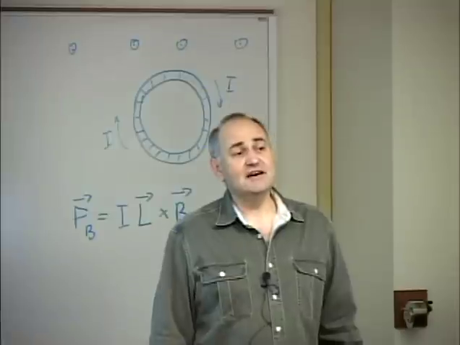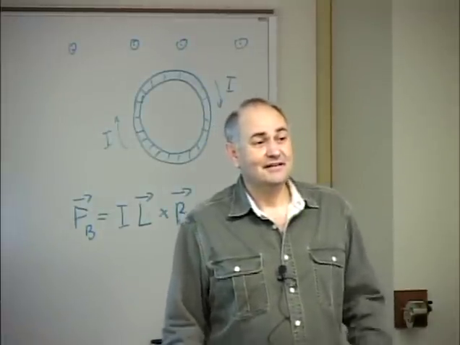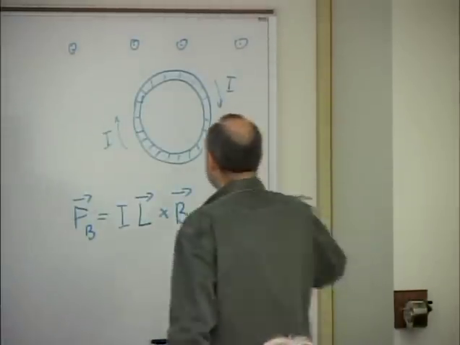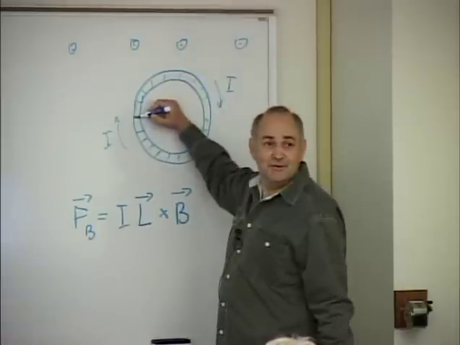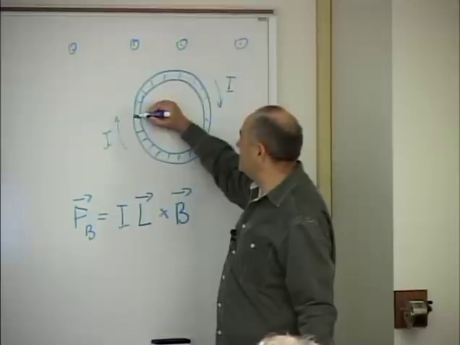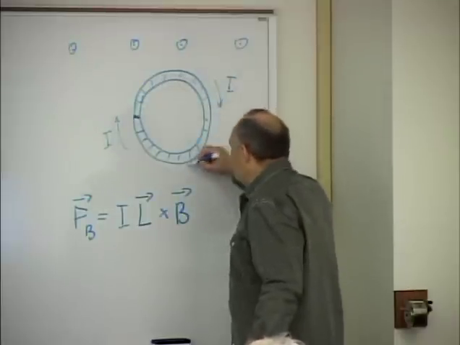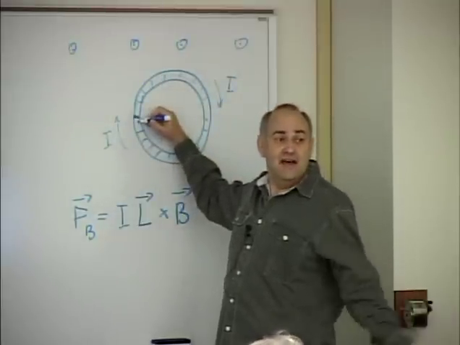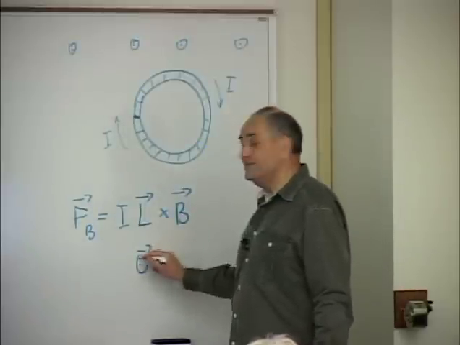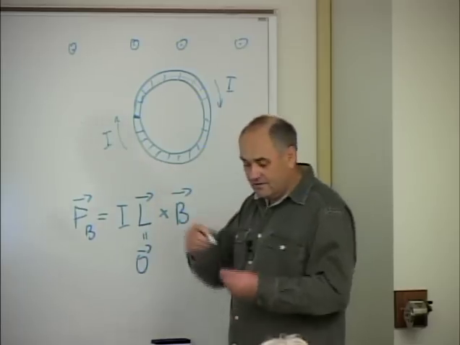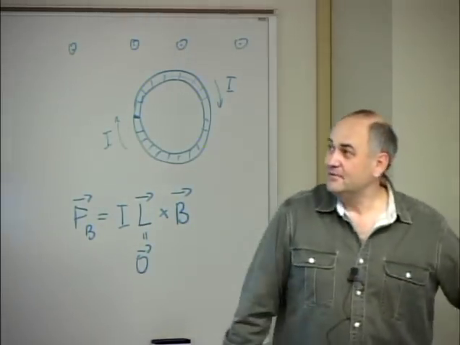How did you figure it out that it's 0? Well, because if you choose any point, for example, I choose this point as the beginning of the wire, indeed the end happens at the same point. So this vector L is a 0 vector for a ring.